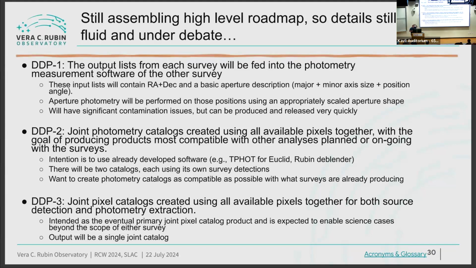And this is really important, for instance, for Euclid. This is going to produce the product that they can directly compare with what they're already doing. They already have other data sets that they are combining together. So this is the data set that gives them that. And finally, DDP3, joint pixel catalogs will be created using all the available pixels together for both source detection and photometry. This is sort of like, we just want to do it the best way possible: bring the data to one spot and produce the best catalog we can.